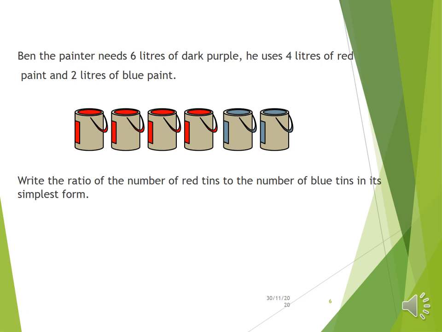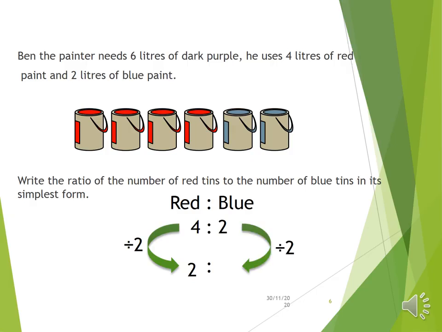Well, we start off by saying how many red and how many blue there are. 4 red and 2 blue. But in its simplest form, we need to cancel on both sides. And when we do that, what happens? What number goes into 4 and 2? Well, 2 goes into 4 and 2. 4 divided by 2 is 2, and what you do on one side, you've got to do to the other. 2 divided by 2 is 1. So in the simplest form, it's 2 to 1 because you cannot simplify it any further. And that's what you have to do. When you cannot go any further and you stop, that is the simplest form.